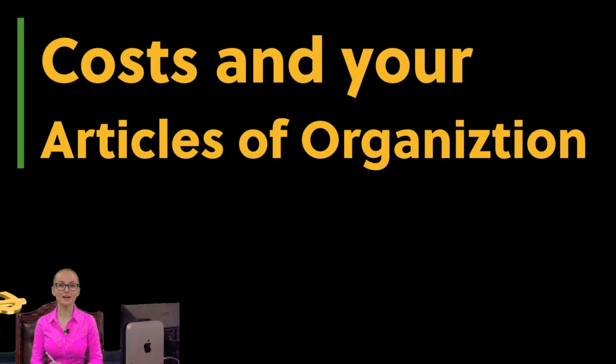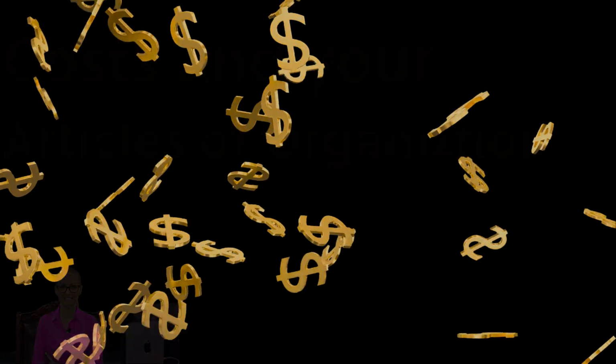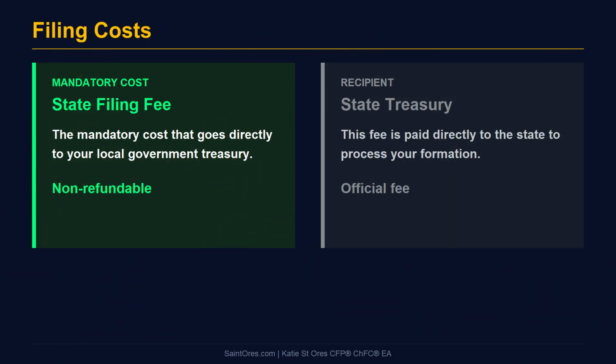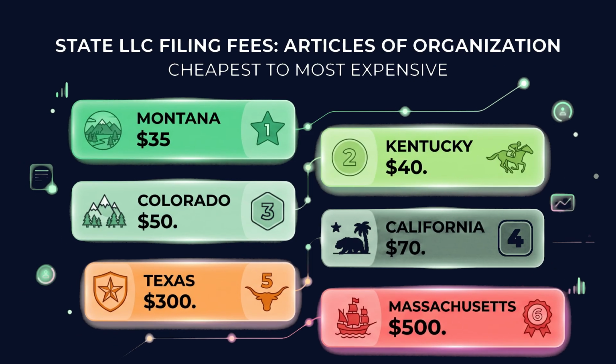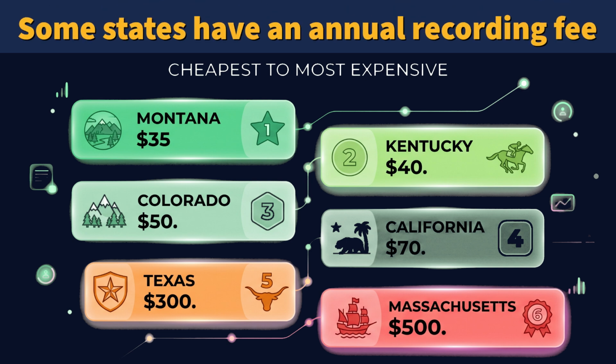Now let us discuss the costs associated with filing your articles of organization. The state filing fee is a mandatory cost that goes directly to your local government treasury. This fee can range from as low as $40 in some states to several $100s in others. It is a one-time fee to establish your business, though some states require annual reporting fees later.